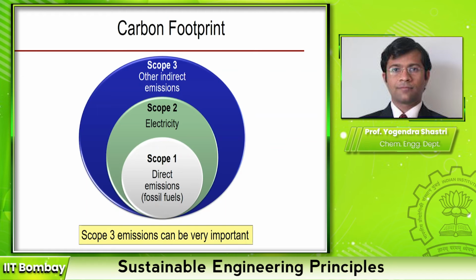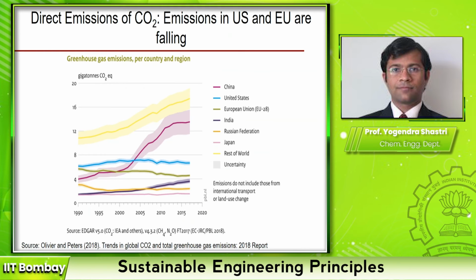Now here in this module, I particularly want to discuss the importance of scope 3 emissions, because the general feeling is that scope 1 and scope 2 will be the most important contributors to the overall impact, and that is certainly true for several processes and products. But there are many other examples where scope 3 impacts and emissions are very critical. So I will discuss one example to convince you about the role of scope 3 emissions.